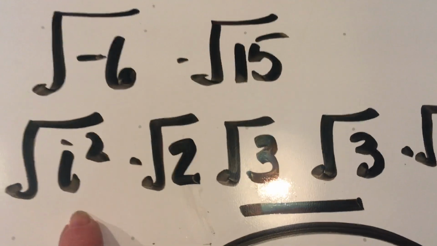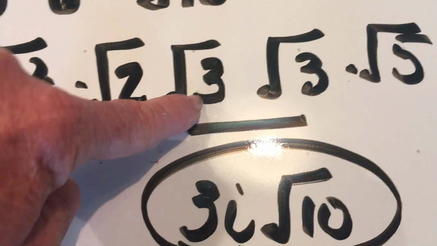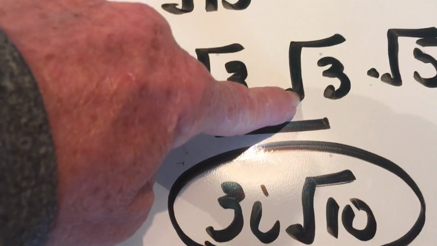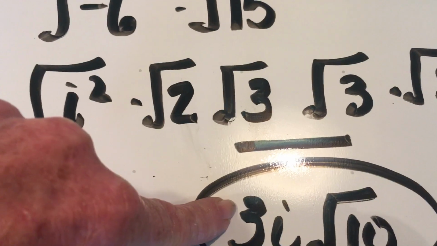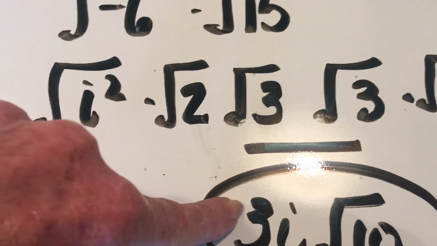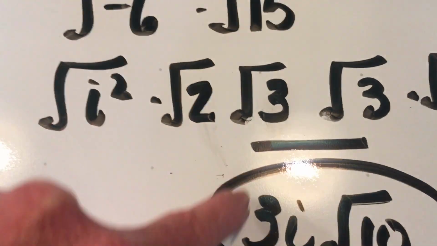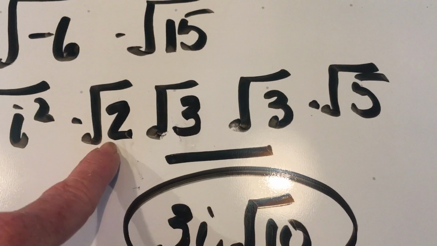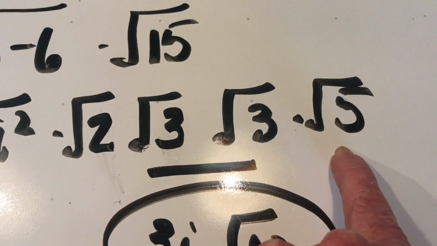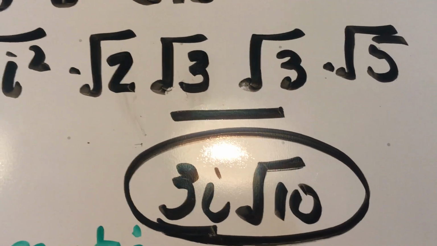We know that the square root of i squared is i. We know when we have the square root of 3 times the square root of 3, that is the same thing as the square root of 9, which is 3, or it's the same thing as the square root of 3 squared, which is 3. So we have our i out front, we have our 3 out front, and then we multiply what's left that didn't simplify, the square root of 2 times the square root of 5, and we multiply those back together to get the square root of 10.